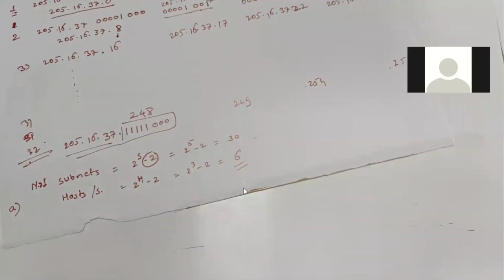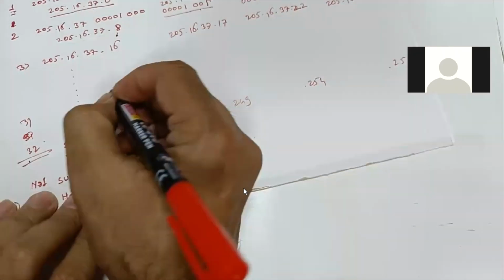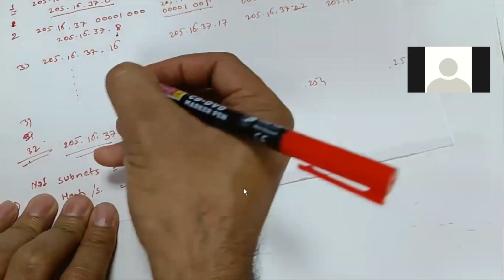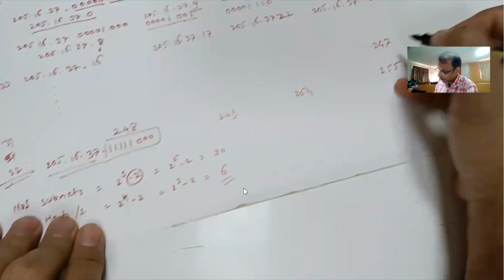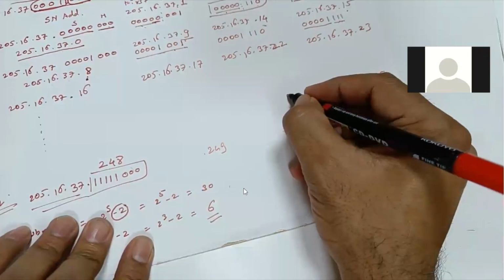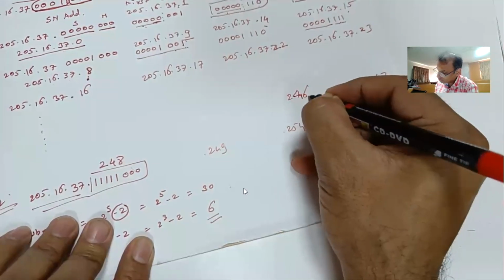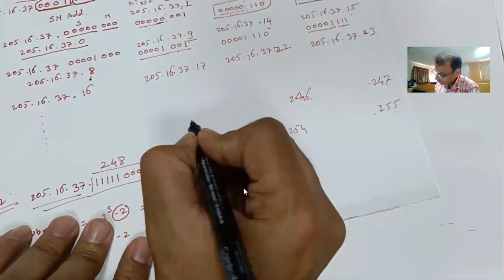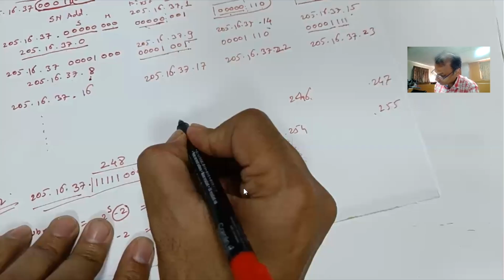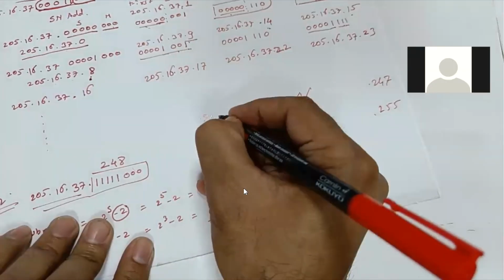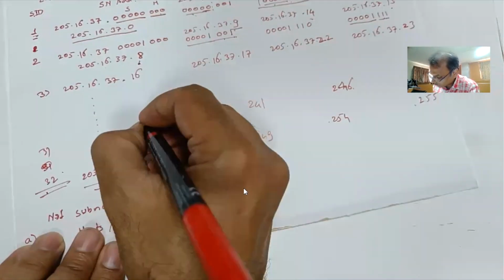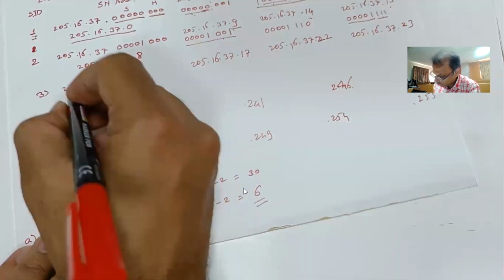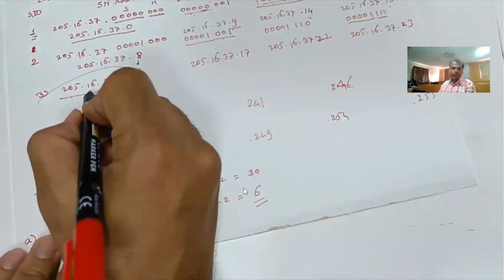We can go in reverse. The last one will be 247. So you are going this way. 247 will be the broadcast IP address. 246 will be the last IP. What about this one? 241 is the first IP, and the network address will be 240. The first three groups are common: 205.16.37.